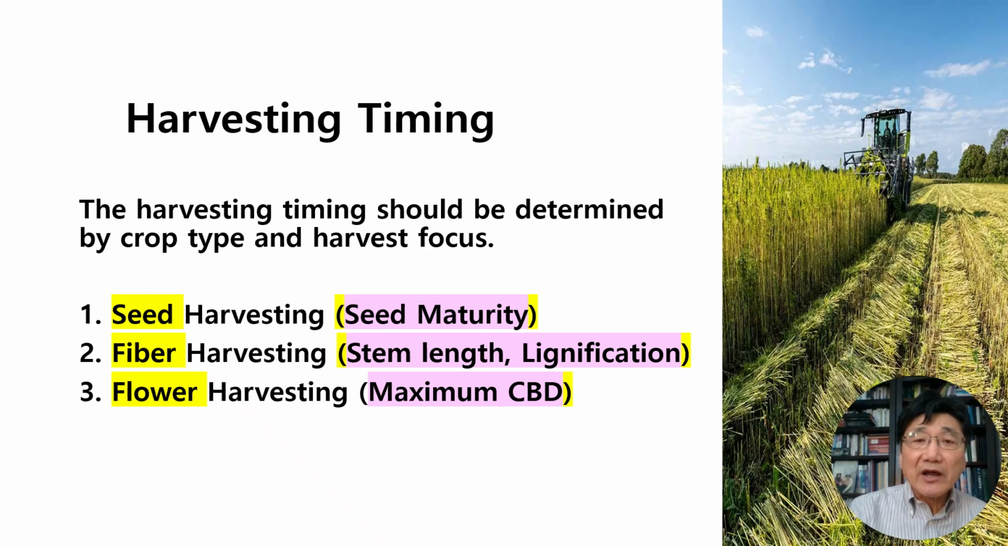The harvesting timing should be determined by crop type and harvest focus. For example, in seed harvesting, the seed maturity must be checked. In fiber harvesting, the stem length and the degree of lignification must be checked. And in flower harvesting, the maximum CBD and the minimum THC content must be checked in advance.